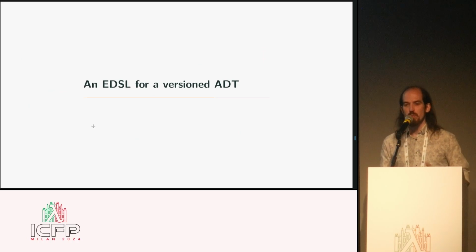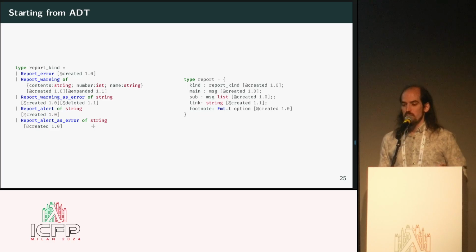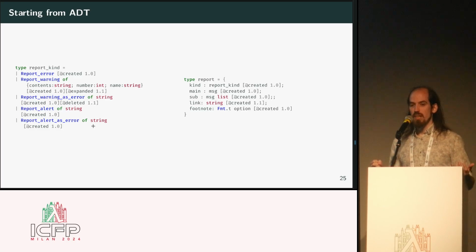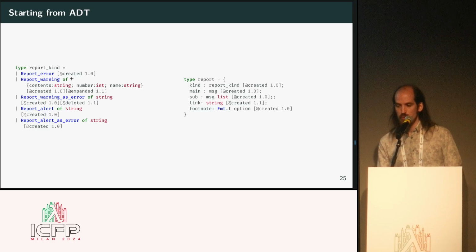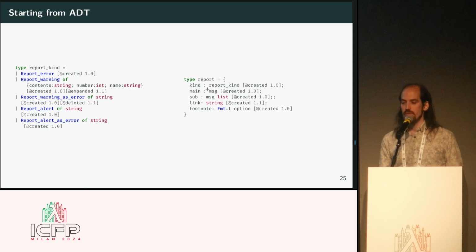Okay, so we have a versioning policy. How do you implement that? The main idea is to start from the algebraic data type and consider an algebraic data type with version information. For instance, the information that this field has been created at version 1.0, then expanded, and similarly for report. This is a notion that is finer than what exists in OCaml.